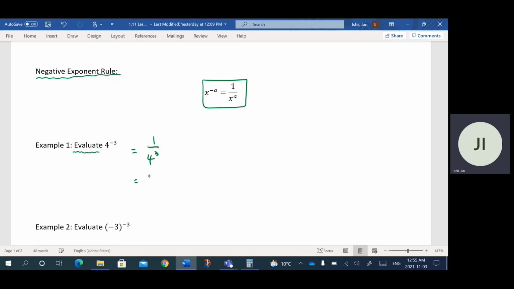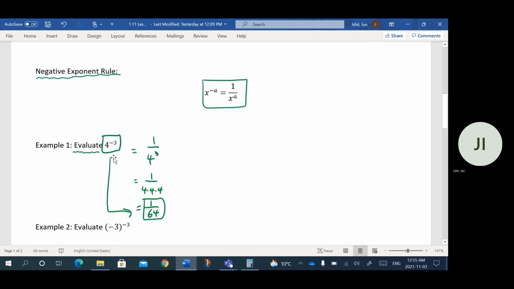Okay, which is equal to 1 over 4 times 4 times 4. So 4 times 4 is 16, times 4 is 64. So 4 to the negative 3 is equal to 1 over 64. All right. And notice as well that this is a positive number. Even though the exponent here is negative, to get rid of the negative exponent, you just write a 1 over. But remember, notice that this thing here is actually just positive.